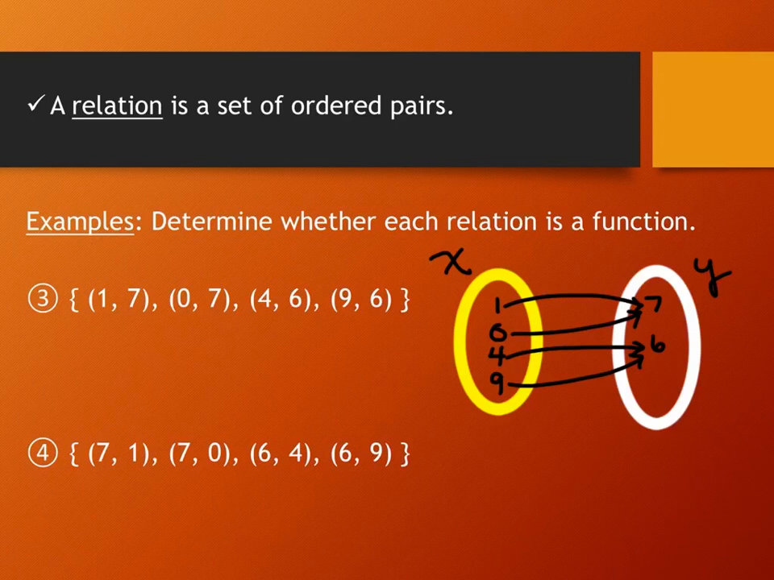Yes, it does. What does the x value of 4 go to as a y value? 6. It only has one output. Now, I know that the outputs double up, but that's not the question about functions. The function question is, do the inputs only go to one output? And the answer for this is yes, they do. This is a function.